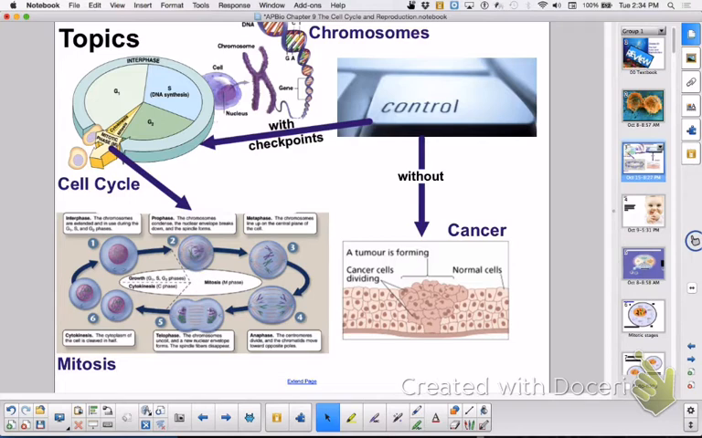As you're looking over this as an overview, tell the person sitting next to you what parts of this chapter most concern you that you think you need to focus on. Go ahead, talk.